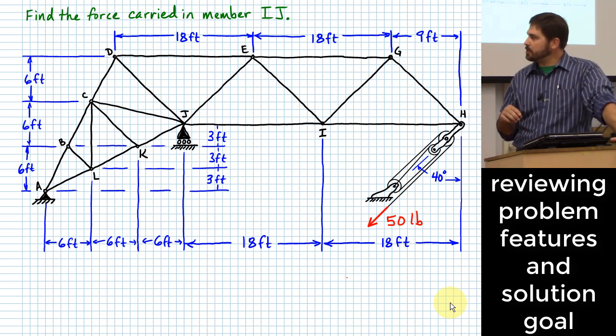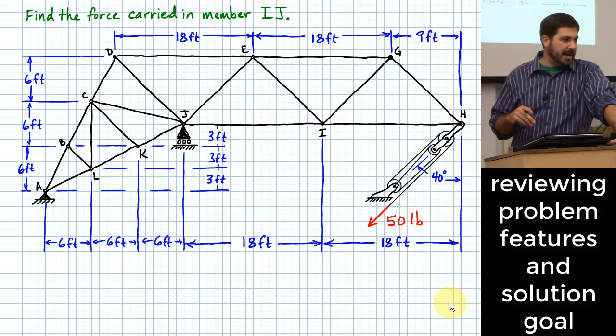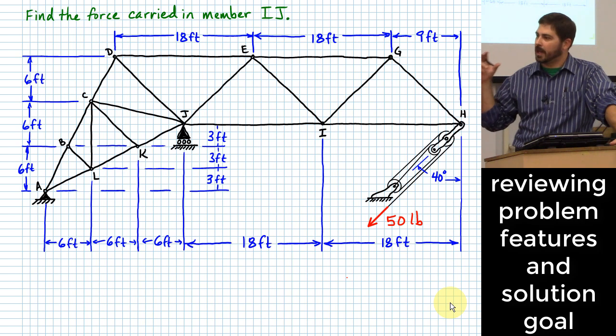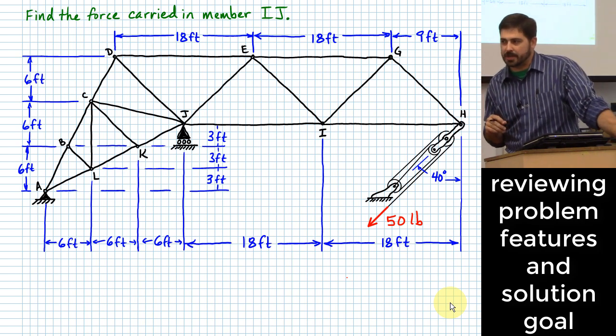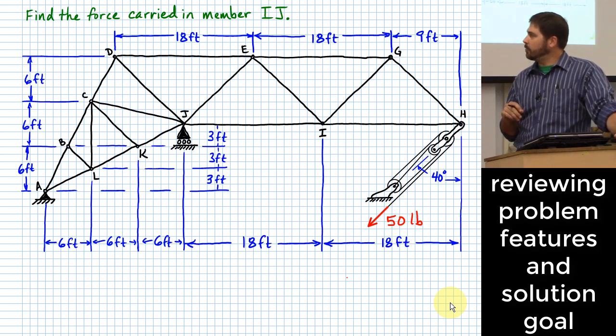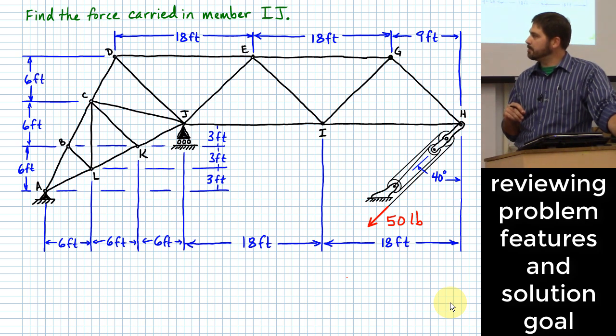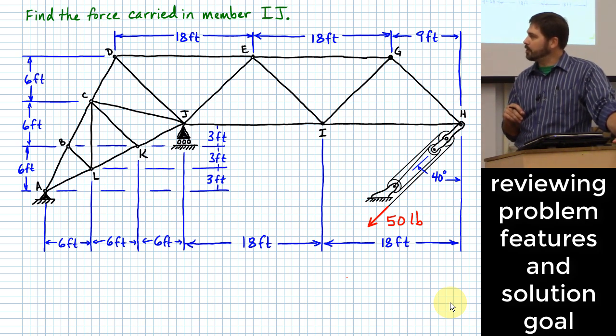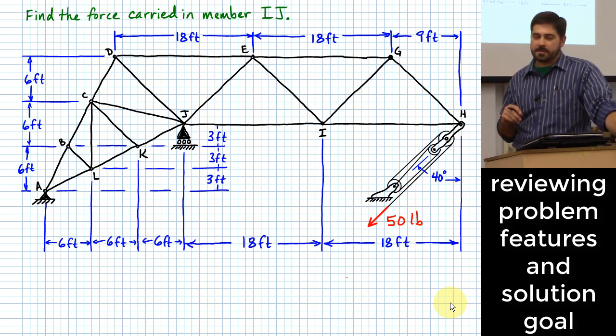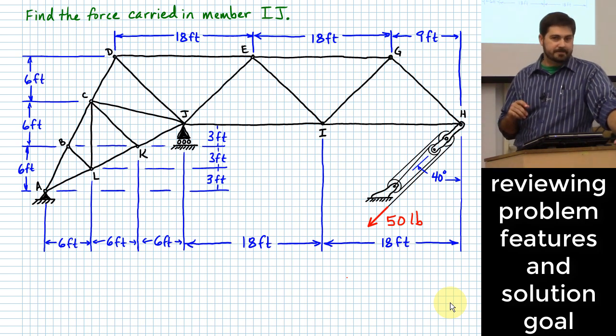This is a truss. You can see the dimensions up here. You can see that we are loading the truss a little bit differently than your standard arrow, meaning a force vector applied to some place along the truss. Instead of that, we actually have a pulley system there that is applying the force onto the truss. Okay? And we're given the instructions right up there at the top that we are supposed to find the force carried in member IJ.